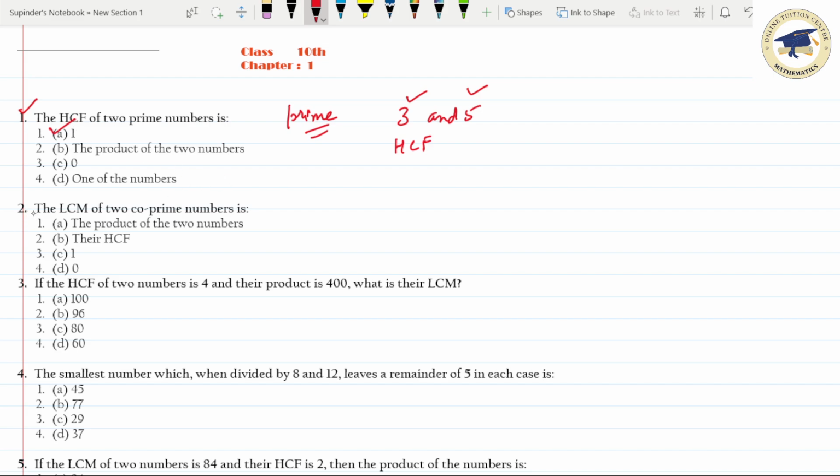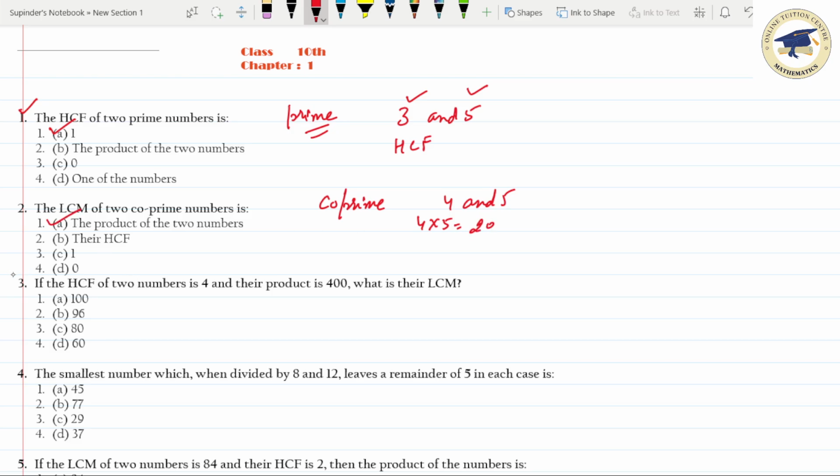Second, the LCM of two co-prime numbers. If we take the example of 4 and 5, these both are co-prime, so there is only 1 which divides 4 and 5. So here their LCM is 4 multiplied by 5, which is equal to 20. That is the product of the two numbers.